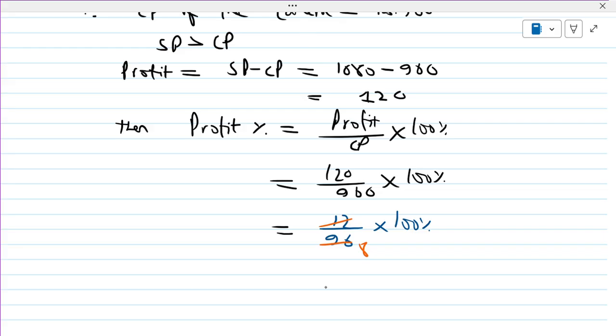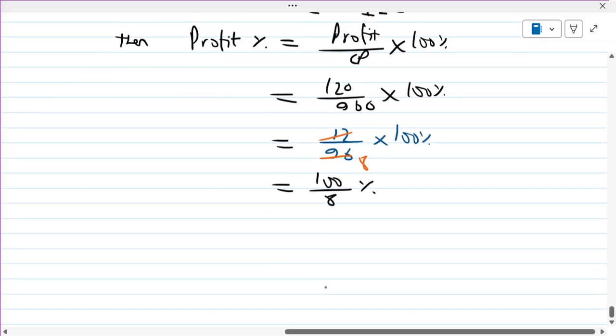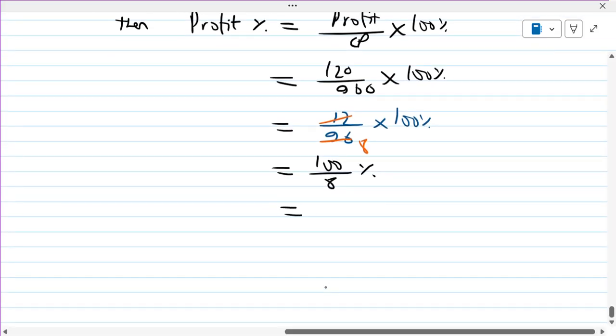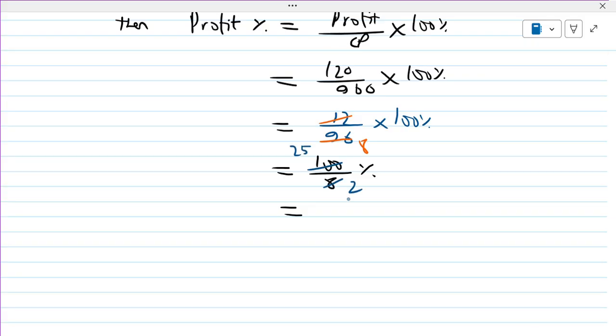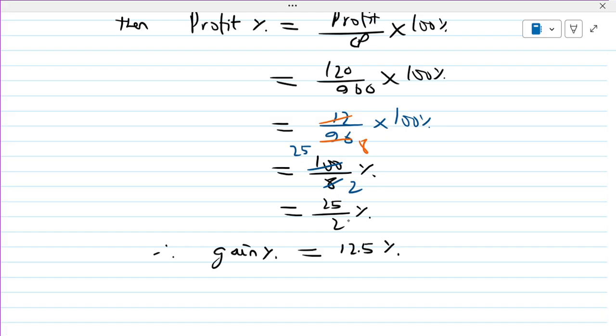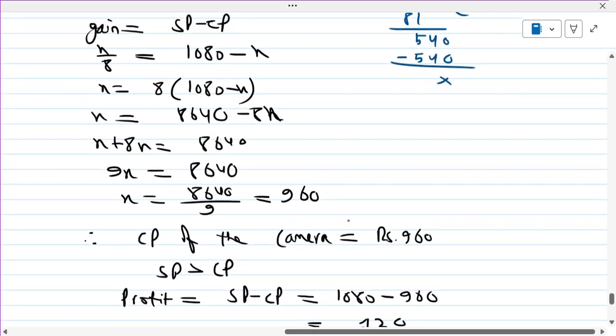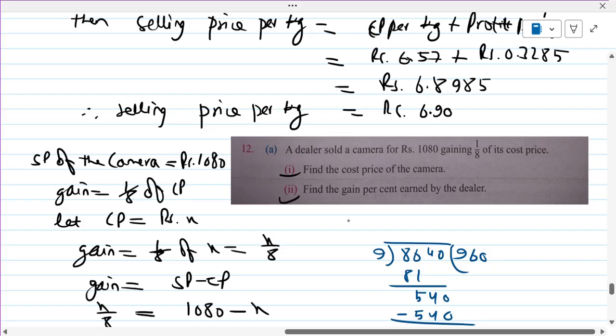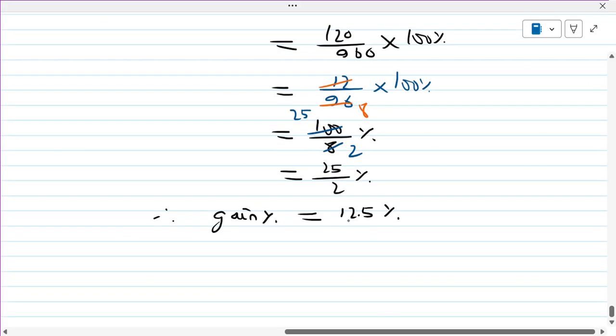So there is 100 divided by 8%. How much do we get there? Again we can cut by 4. 4 twos are 8 and 4 twenty-fives are 100. So you get 25 divided by 2%, and it is 12.5%. Therefore gain percent is 12.5%.